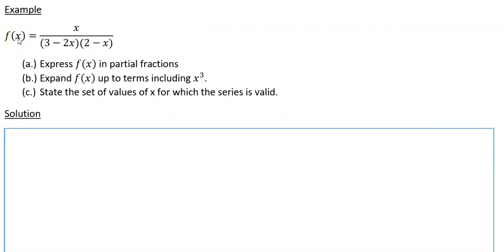Our last example for this video says, express f of x, which is x over 3 minus 2x upon 2 minus x, in partial fractions, first of all. We're actually going to omit the working out for this. Go back and look at one of the earlier videos or your notes to see the working out.